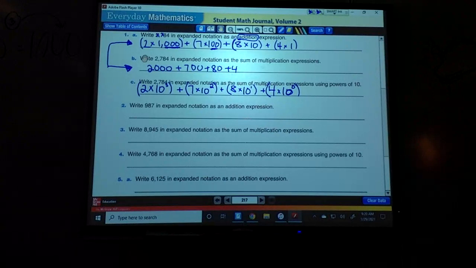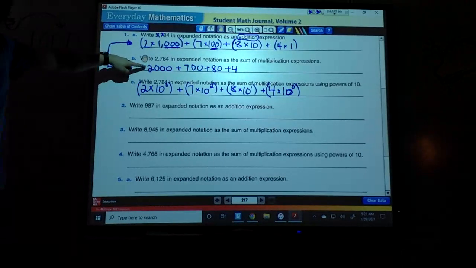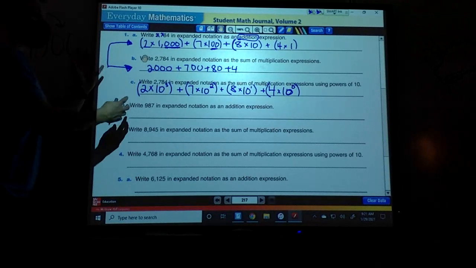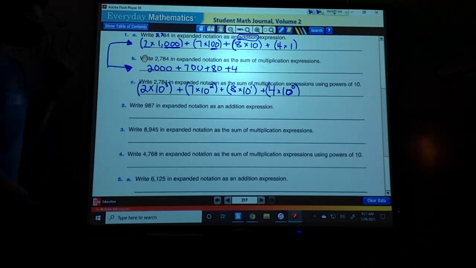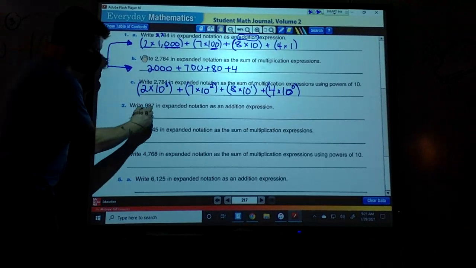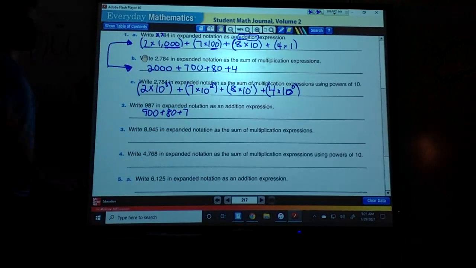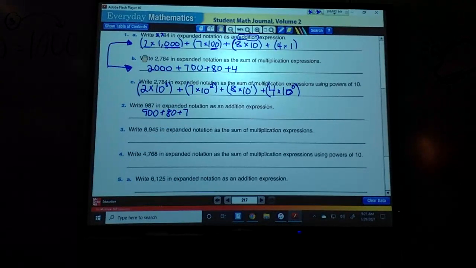Okay, write 987 in expanded notation as an addition expression. So this is the one that I did wrong first. I told you wrong. We want it to look like this one here. Who wants to try it? We're just going to take it and break it up. Jillian? 900 plus 80 plus 7. Marvelous.